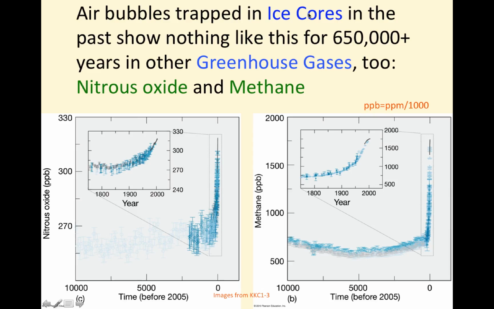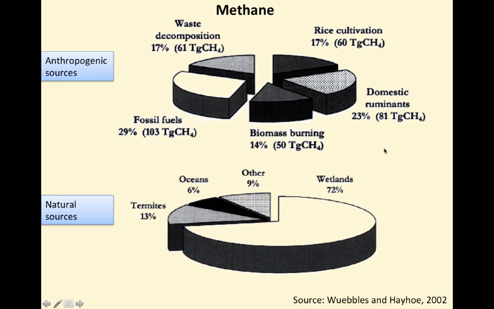In the ice cores, the air bubbles also show methane and nitrous oxide going up extensively, and we have never seen a rise like that in natural variability for at least 650,000 years. Now, when people think of methane, they generally think of swamps, and that's generally true. The natural sources of methane are wetlands and typically swamps. There can be termites, oceans, and some other parts too. The anthropogenic sources, the sources from man, are pretty well split. Rice cultivation is one, cows, cattle, things like that. Biomass burning, fossil fuels, and then waste decomposition in landfills and such.